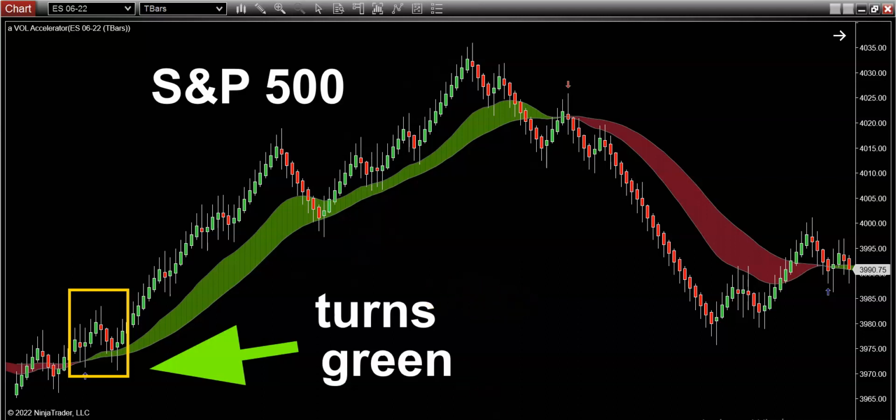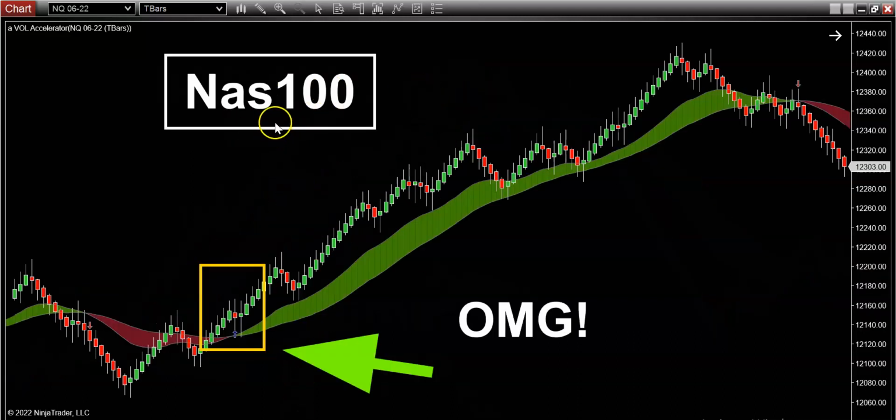Let's get right into the charts, ladies and gentlemen. I've got the S&P 500 queued up for you, but I also have the NAS. All you NASDAQ lovers, come back to the NAS in just a few seconds.